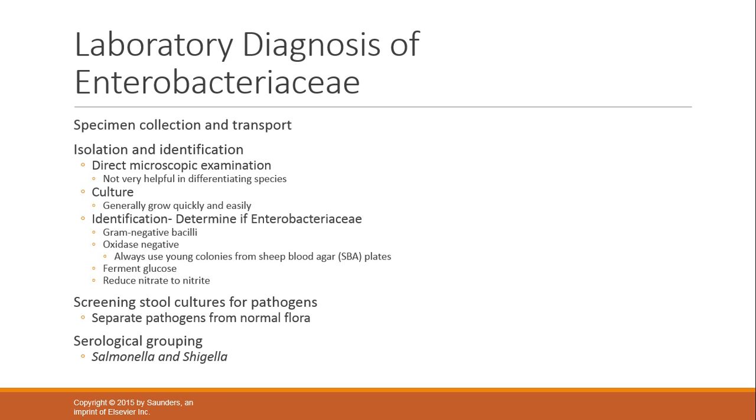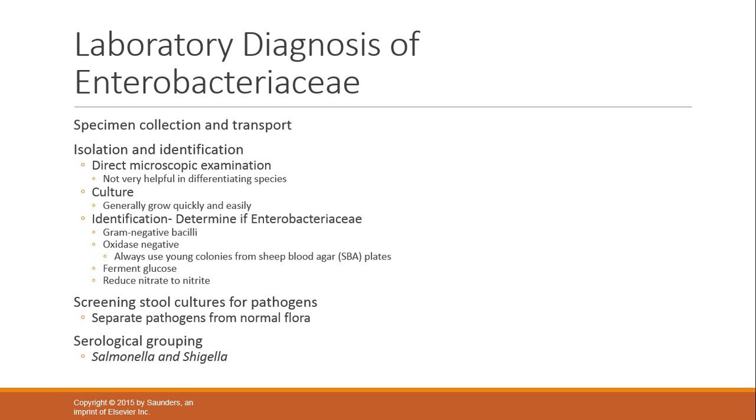For isolation and identification, let's see, the direct microscopic exam or the Gram stain isn't helpful to differentiate between these organisms. For staph and strep, we saw chains and clusters, so that helped us differentiate. Or we saw lancet-shaped if it was strep pneumo, and that helped us differentiate between them. But these are all Gram-negative bacilli, so that doesn't help us here. When we culture them, they grow very quickly, very easily.